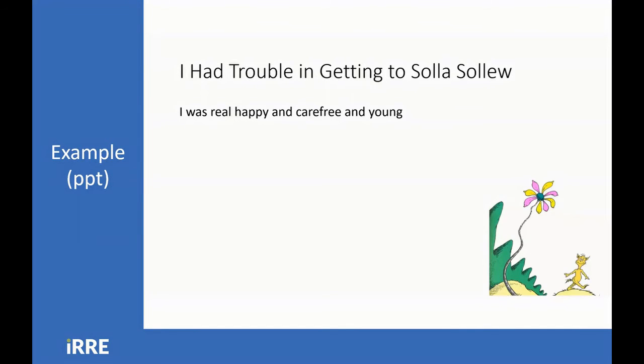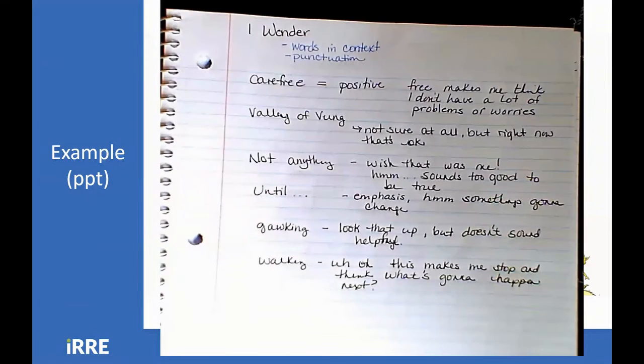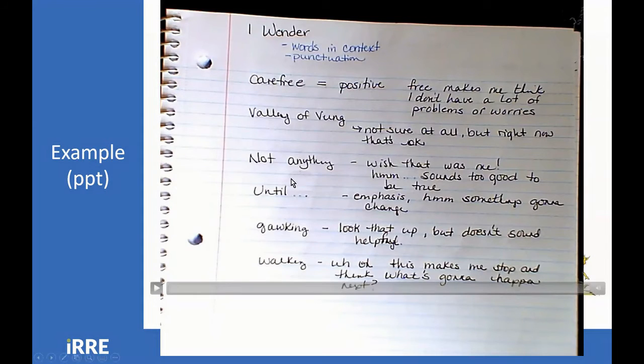which is essentially a paragraph long, and really focuses in on a couple of key skills. So for instance, her script that she writes ahead of time may look like, okay, carefree, positive, free makes me think that I don't have a lot of problems or worries. So she is really thinking about how she can explain this to kids. How can I show them what's going on? And she did that for several of the other pieces within that Think Aloud, really focusing on words in context, as well as punctuation, such as ellipses.